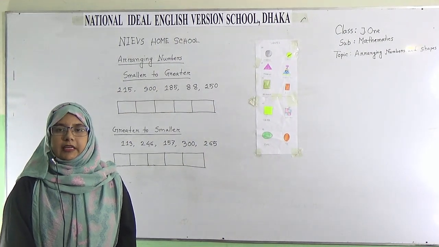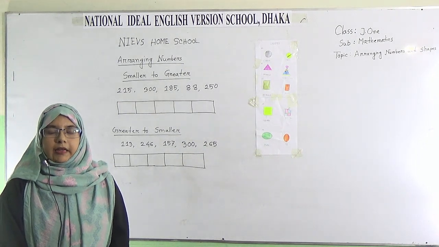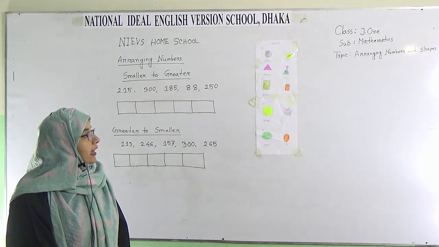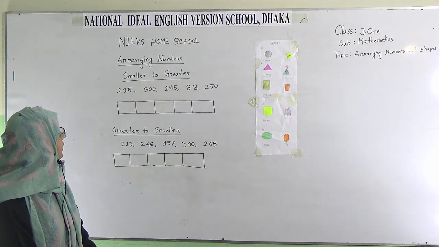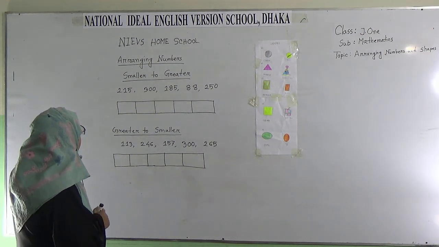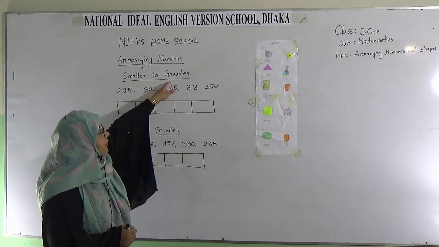Today I am going to take a math class for the students of class junior 1, and today our topic is arranging numbers and shapes. At first we start with the topic arranging numbers. Now we arrange the numbers. At first we arrange the numbers from smaller to greater.